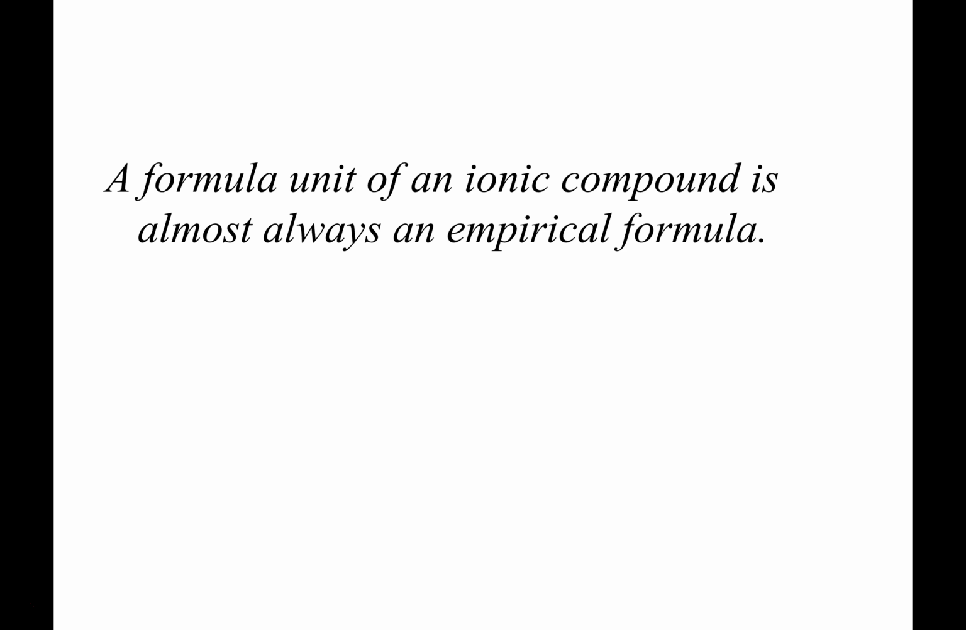Ionic compounds are crystalline lattice structures. Remember, like we looked at sodium chloride, it had alternating Na plus and Cl minus, Na plus and Cl minus, all in its solid state anyway. So generally speaking, ionic compounds are already reduced to their empirical formulas.